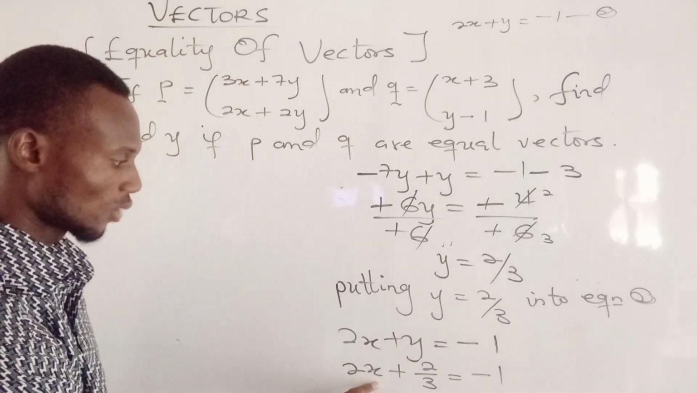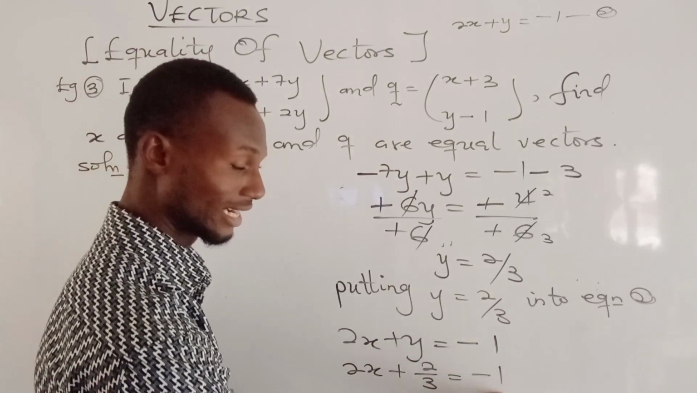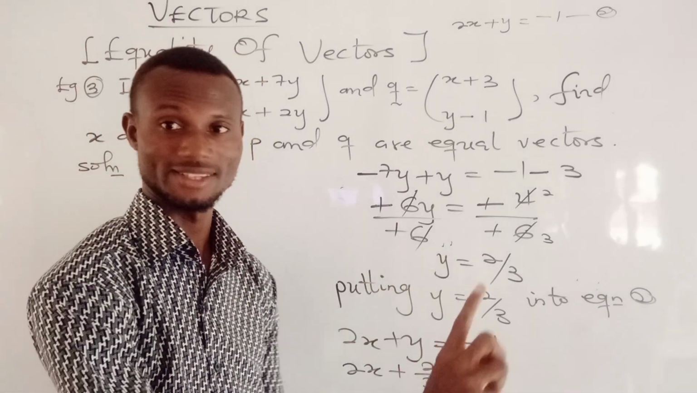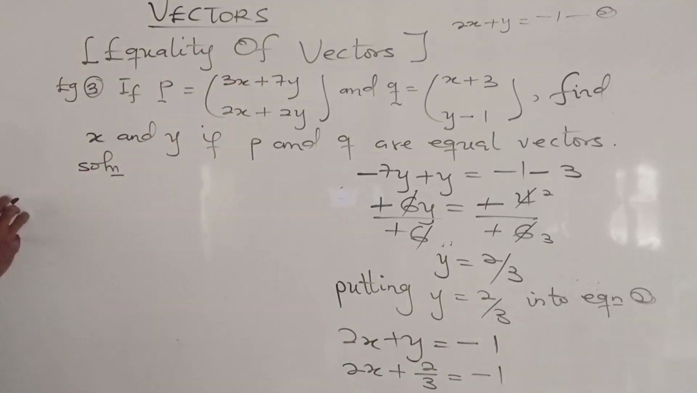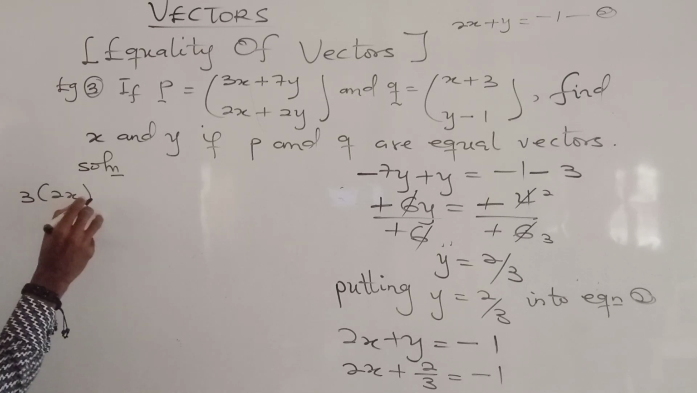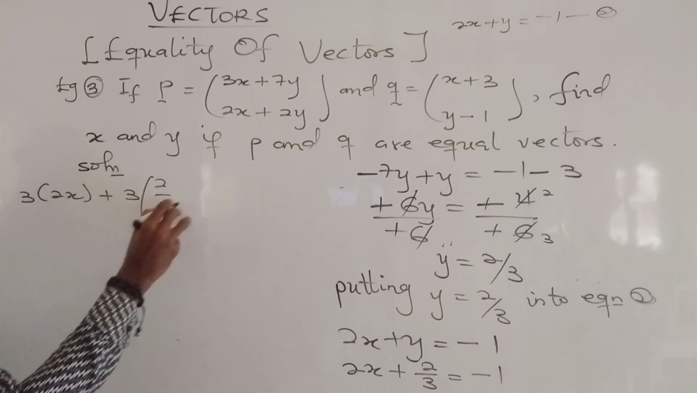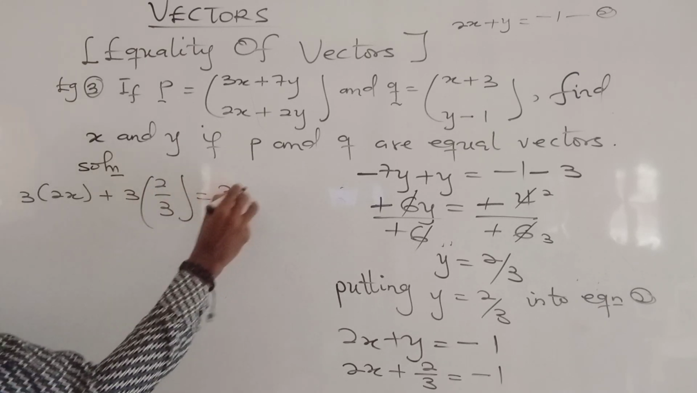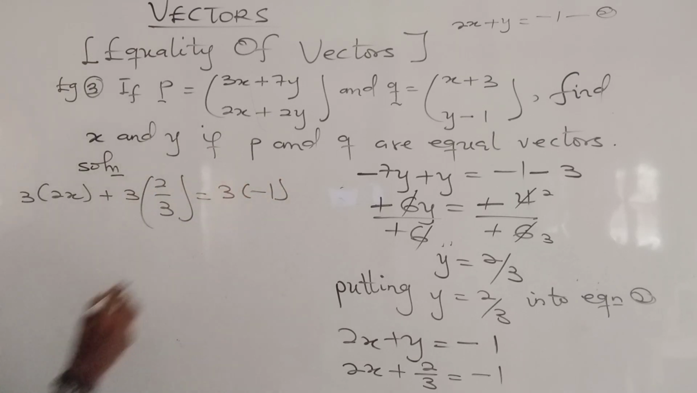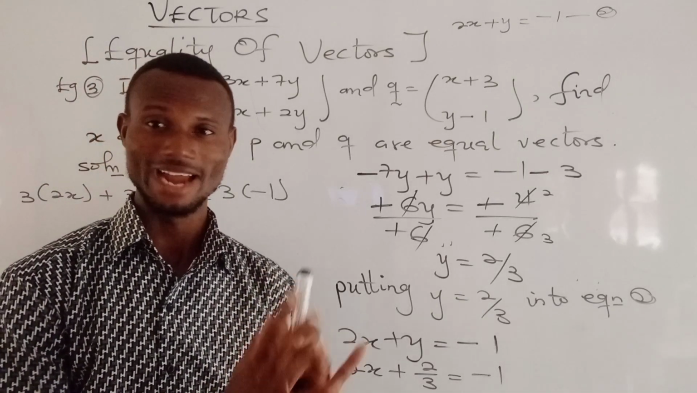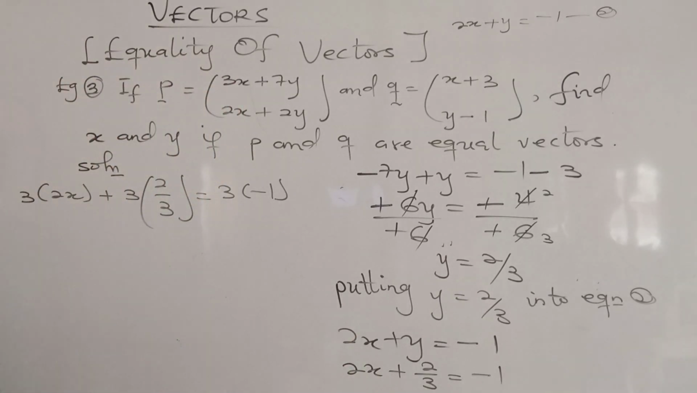So this is one term, this is another term, this is another term. I'll multiply each term in the equation by the LCM, which is 3. So it's going to be 3 times 2s, I hope you understand up to this point, plus 3 times 2 over 3 equals 3 times negative 1. The bracket means multiplication. I hope you understand up to this point. Let's go ahead and simplify further.